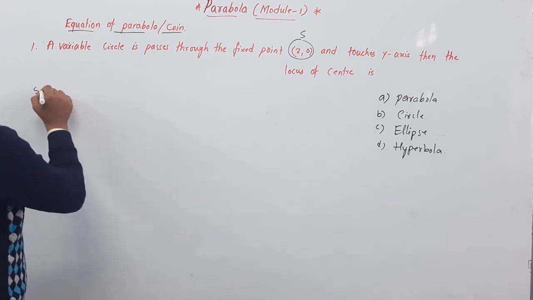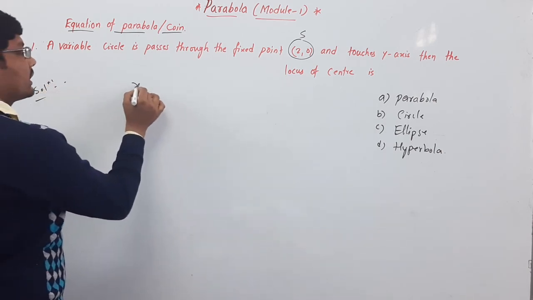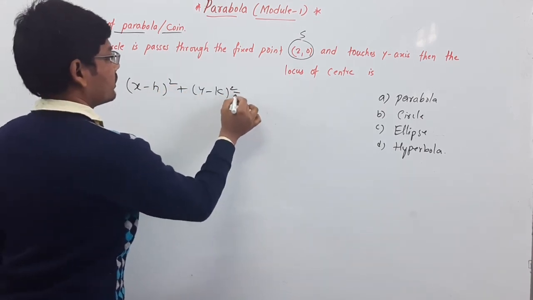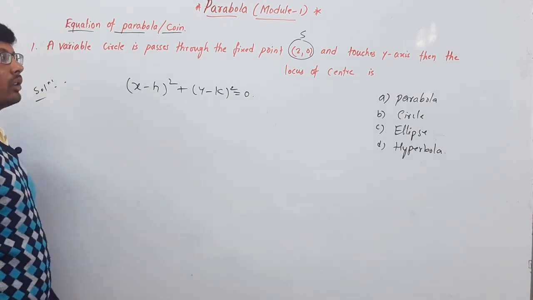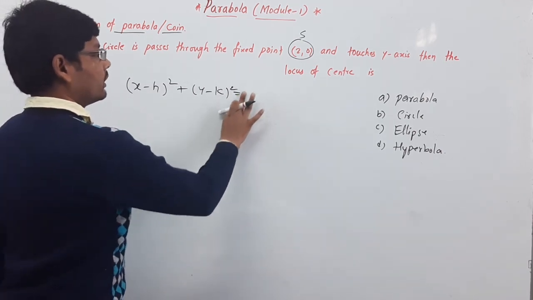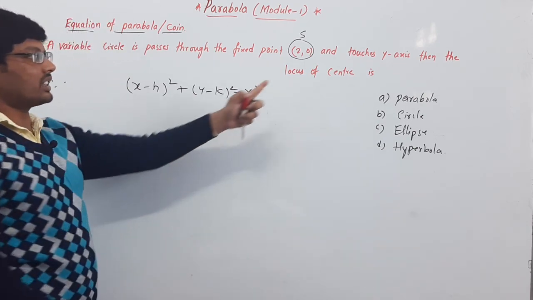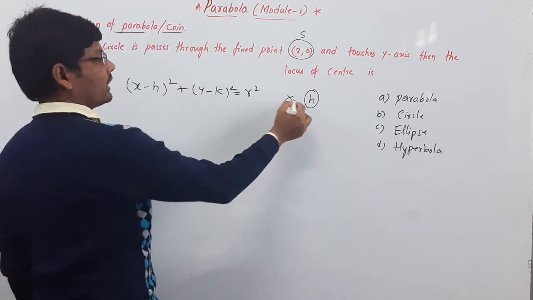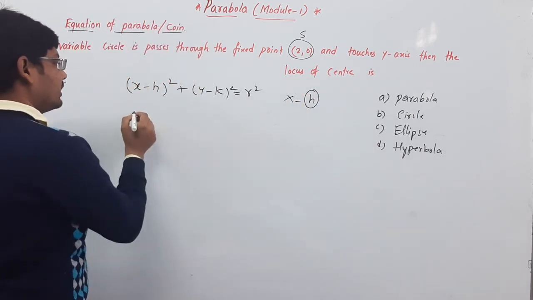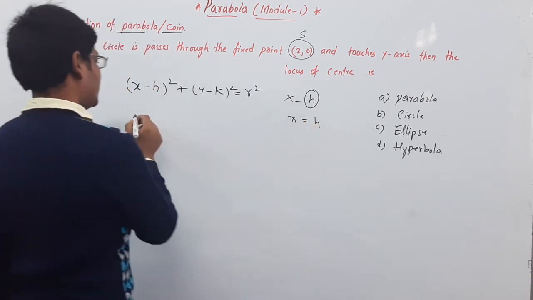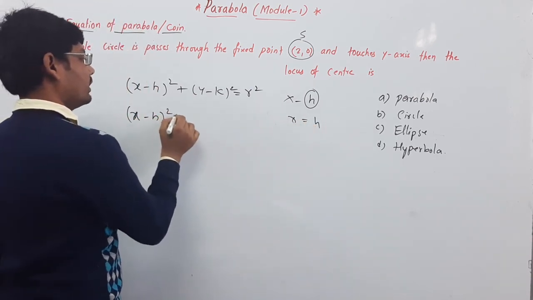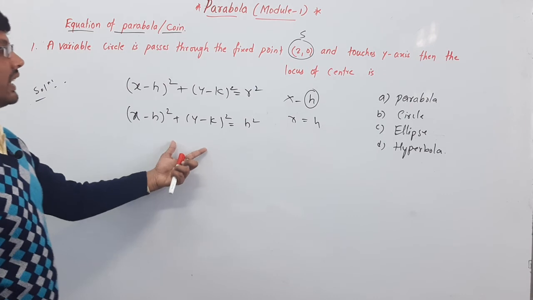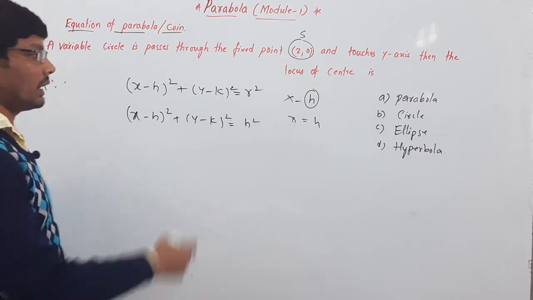Generally, the standard form of the circle equation is (x minus h) whole square plus (y minus k) whole square is equal to r square. Here it touches the y-axis, so the x coordinate is h and the radius is h, so r is equal to h. Then (x minus h) whole square plus (y minus k) whole square is equal to h square, and this circle is passing through this point. Let's substitute the point here.